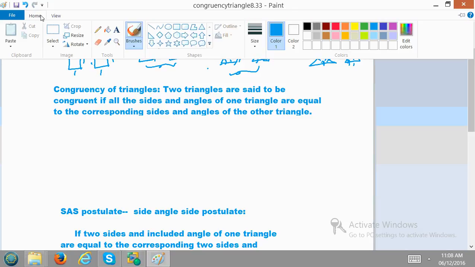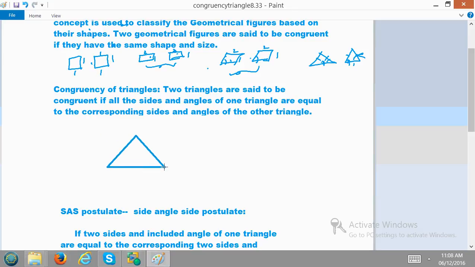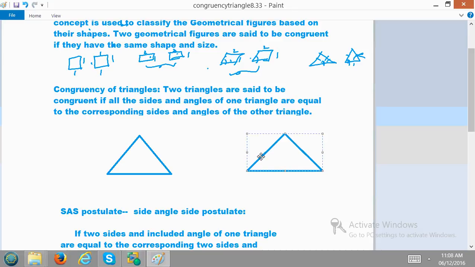So let us draw two triangles. Suppose two triangles are congruent, and we mark this ABC, this PQR. So we mark this PQ should be equal to AB, like this. PR is equal to AC, and also this QR equal to this BC. We mark the equal sides. So these three are equal, and also angle B is equal to angle Q. Corresponding angles should be equal. So angle A is equal to angle P. Angle C is equal to angle R.